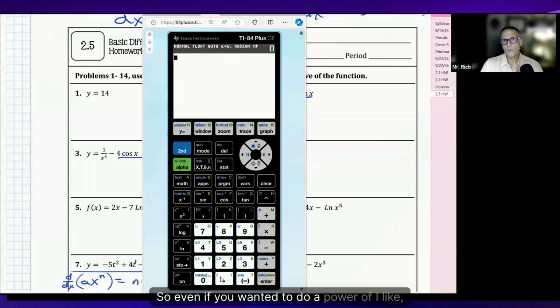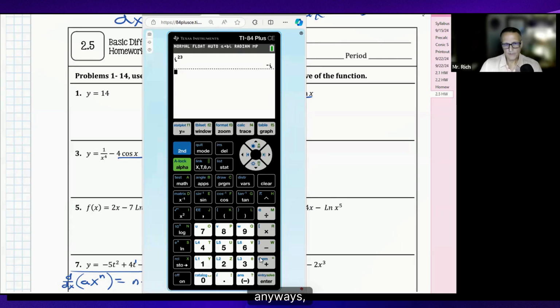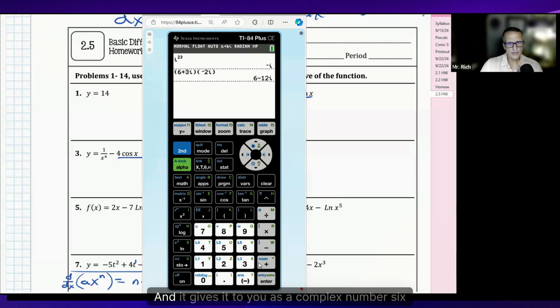So even if you wanted to do a power of i, sometimes on the ACT, they'll ask you to raise i to some ridiculous power. Well, if you take i and raise it to the 23rd power, it's going to tell you the answer is negative i. Or you could multiply complex numbers, right? You could say, I want to multiply the complex number 6 plus 3i times negative 2i. And it gives it to you as a complex number, 6 minus 12i. So that is one thing that a lot of students don't know about.